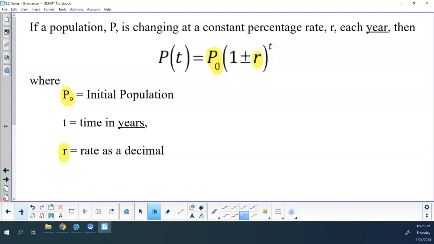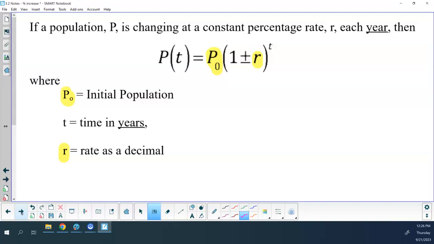P sub 0, that's our initial, that's our starting, that's our plug in 0 value. Okay? 1 plus if we're increasing, 1 minus if we're decreasing. Because that B value has to be bigger than 1 if we're in exponential growth, less than 1 if we are in exponential decay. Okay? So plus or minus there. R is our rate, but we have to convert our rate percentage to a decimal. Remember, slide twice. All right? And T is time in years.